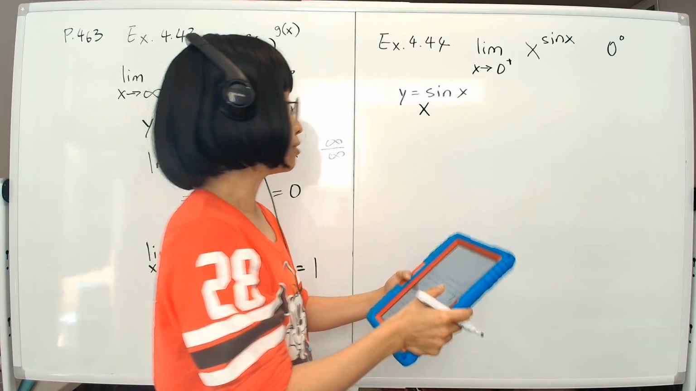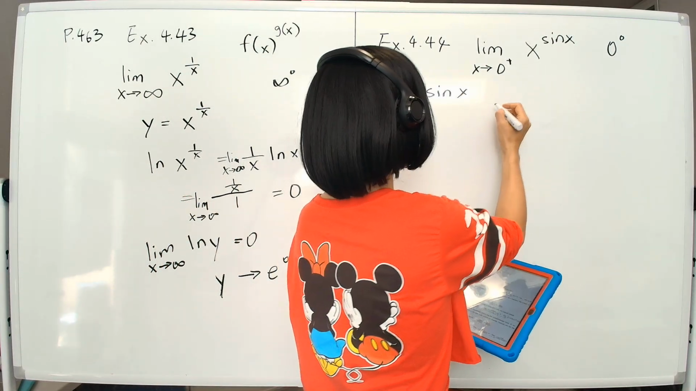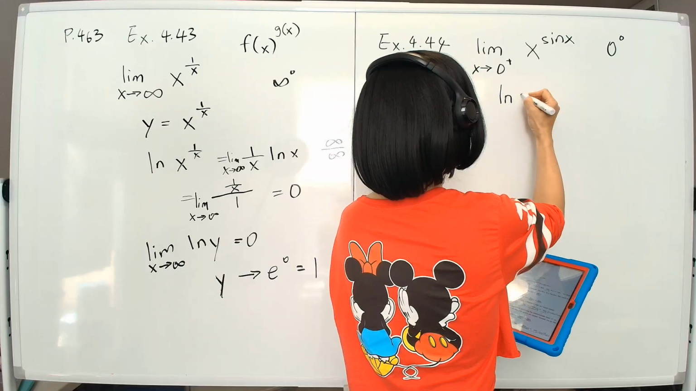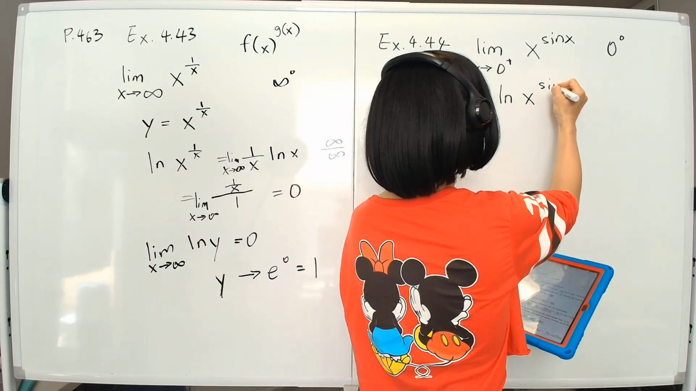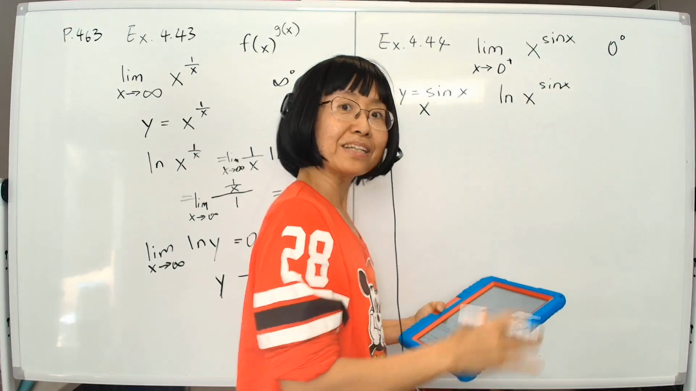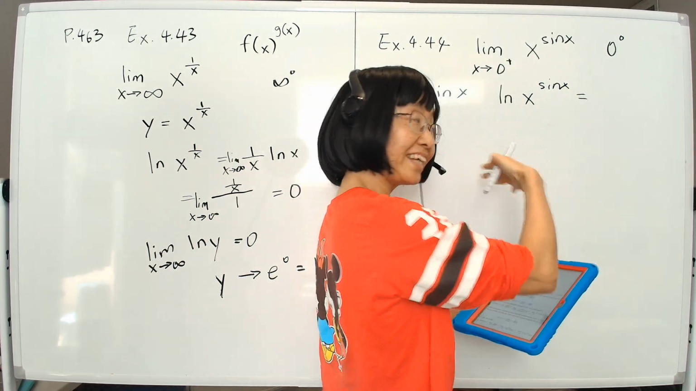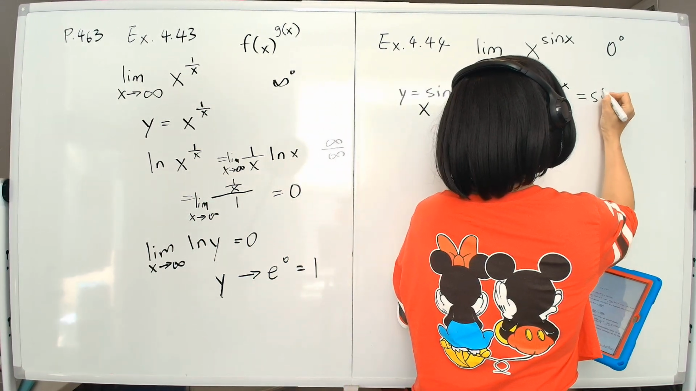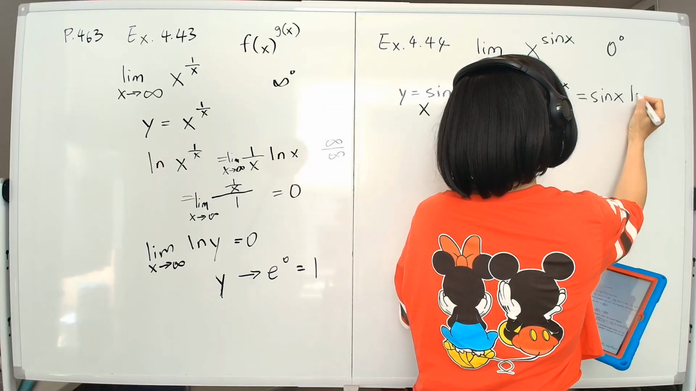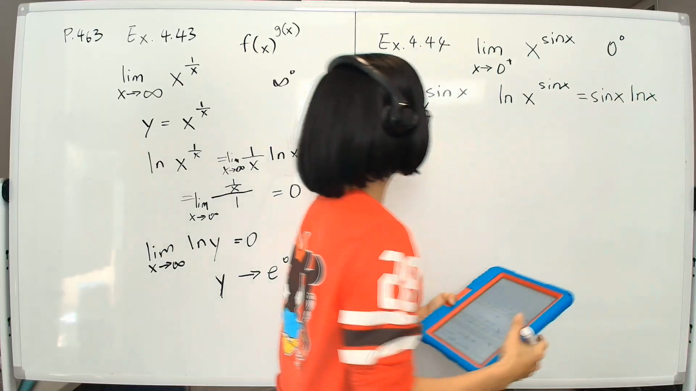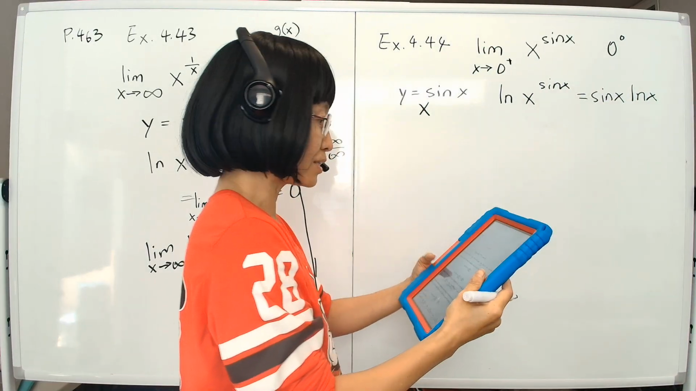And then we'll take the log of this thing. So the natural log of x to the power sine of x. We're using the log for that convenient situation where you can take the exponent right down and put it in front. So ln y equals sine x times natural log of x. Okay, so far so good.